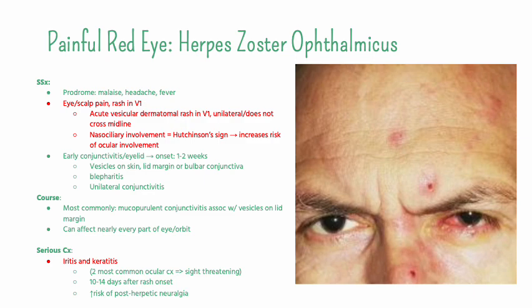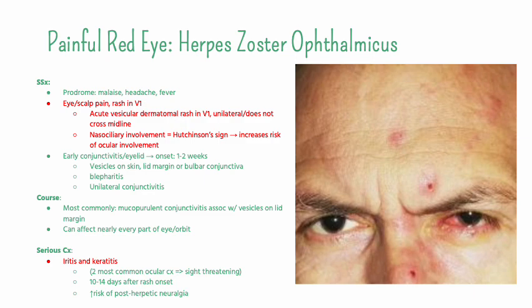Essentially, what you'll see is an acute vesicular dermatomal rash in the V1 area, which is unilateral and does not cross the midline. Additionally, if you do have nasociliary involvement, this is noted as the Hutchinson sign, and it increases the risk of ocular involvement. So an image of the Hutchinson sign is depicted here in this image.